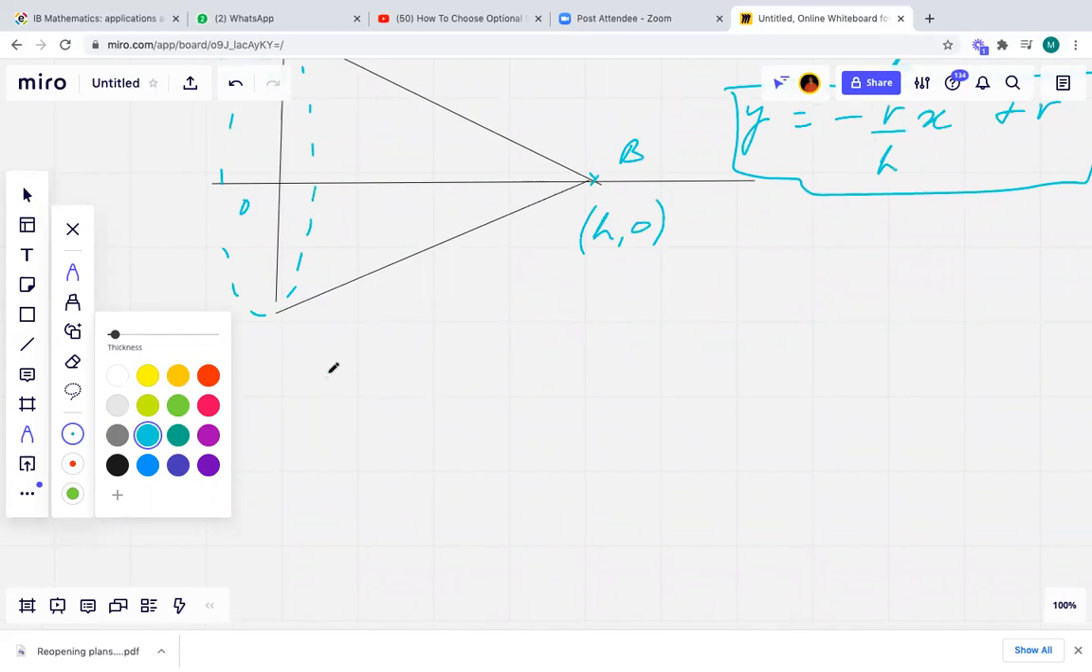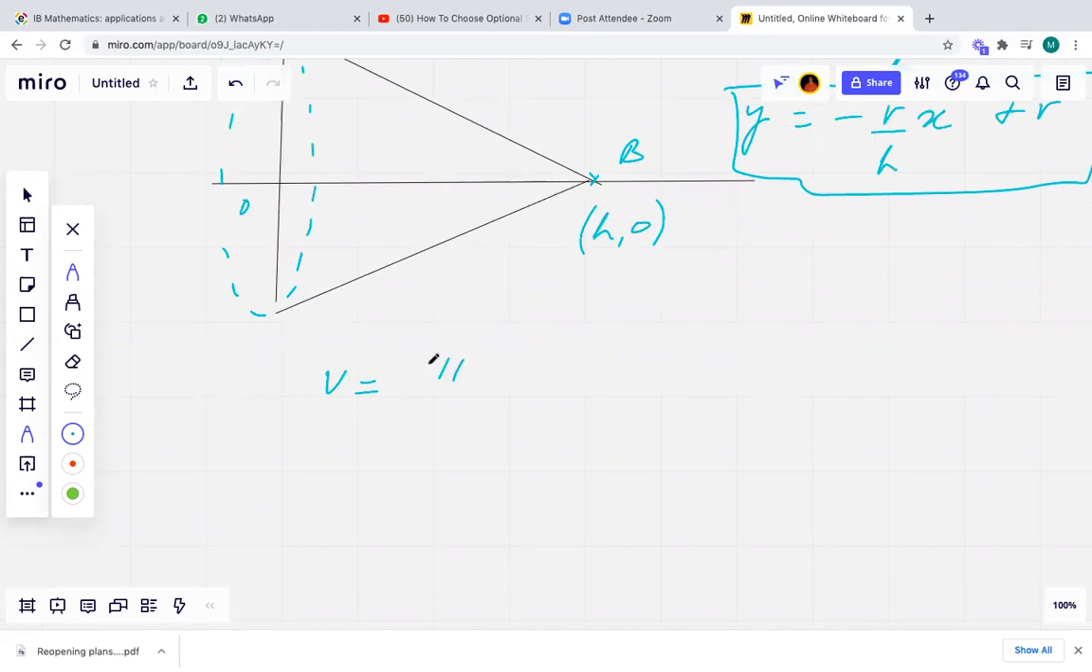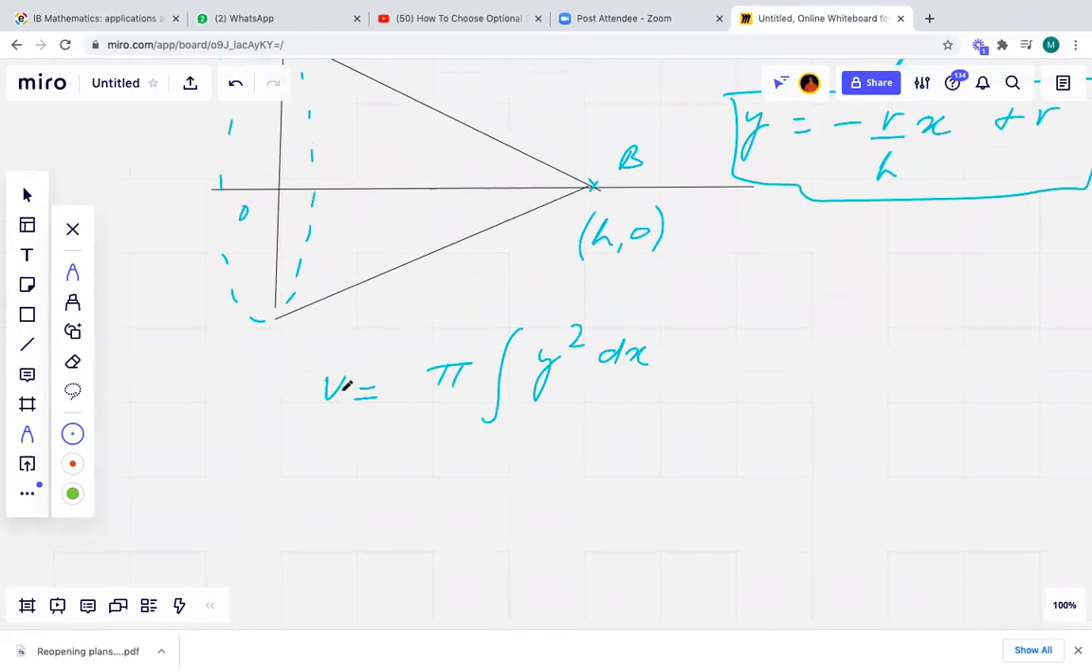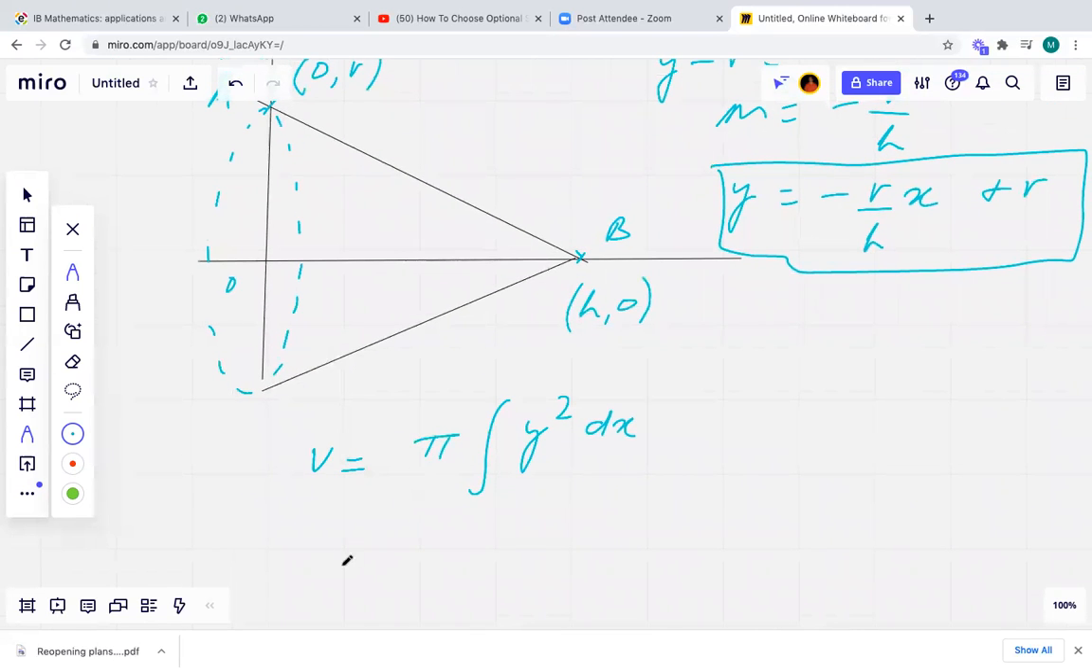My formula says volume is pi times integral y square dx. Now what are my values of x? X equal to a to x equal to b. What is a? My a is 0, and b is h. So the volume is pi times the integral from 0 to h of y square dx.